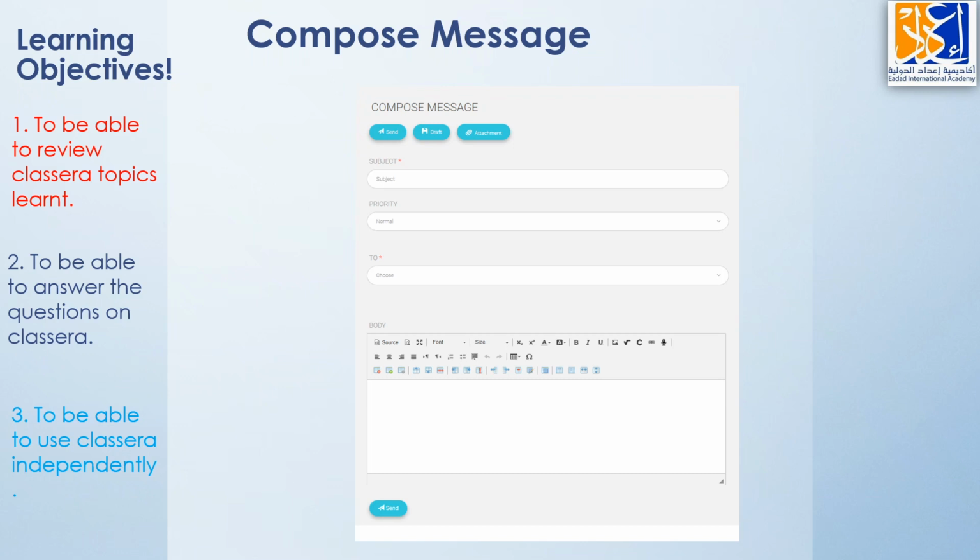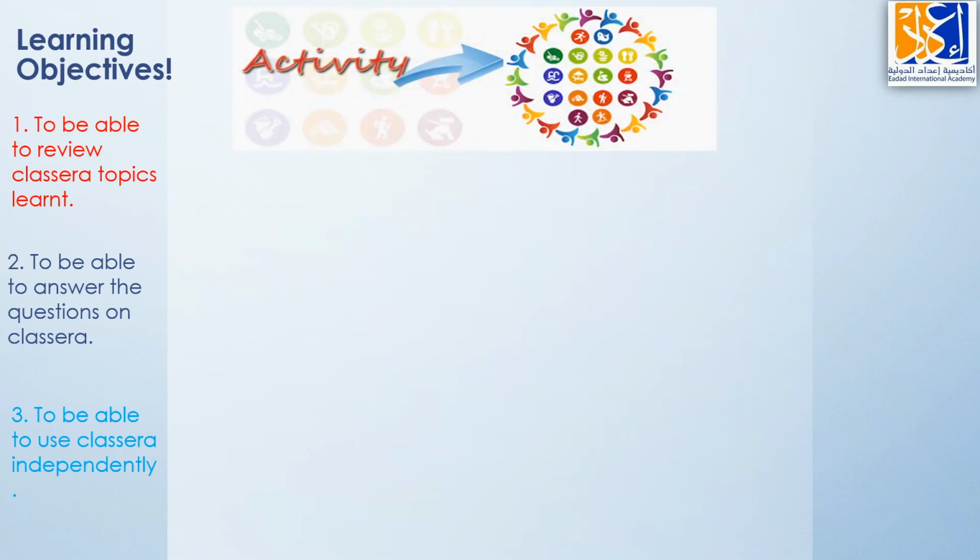Then you will write the receiver name here, and then you will write the message. If you have any attachment, you will click at the top on attachment and attach the file, and then click on send. If you do not have any attachment, you will just click on send. Attachments are not necessary every time you send a mail. Okay? Clear? Okay.